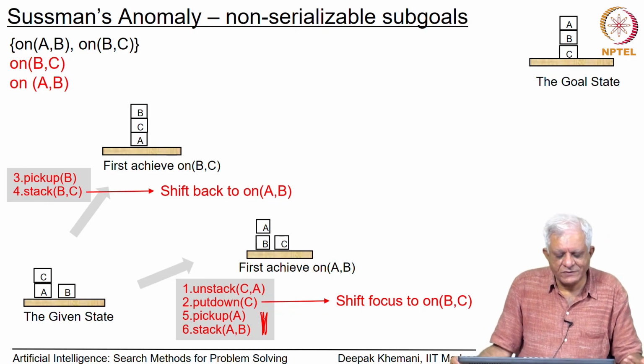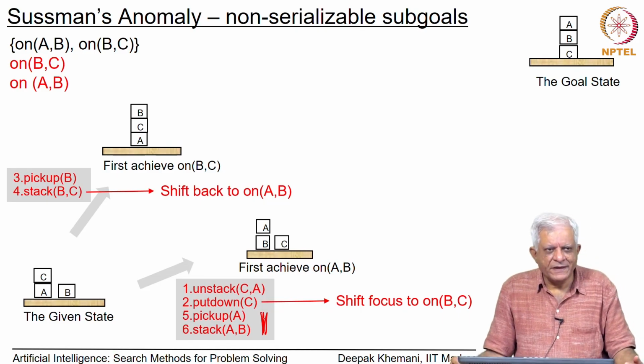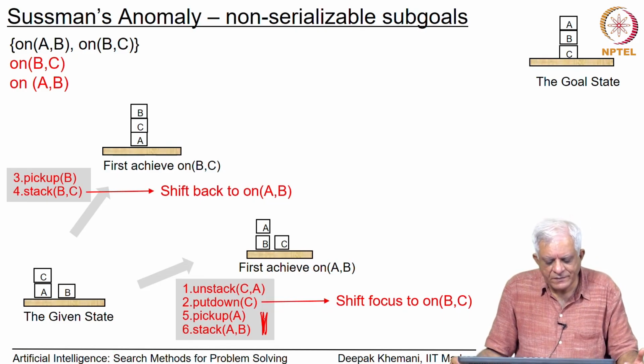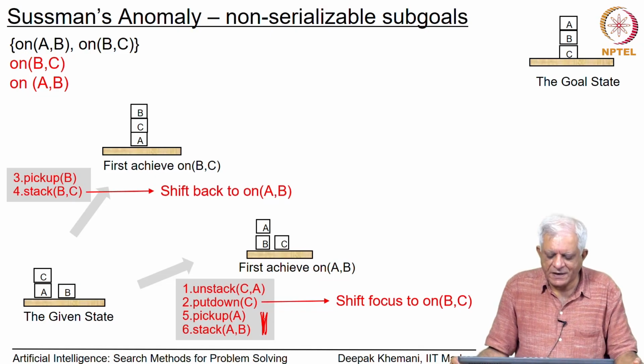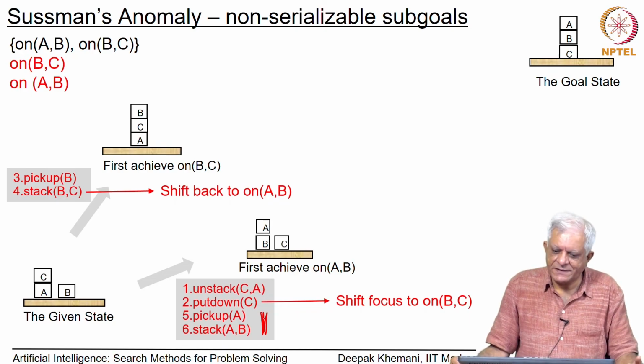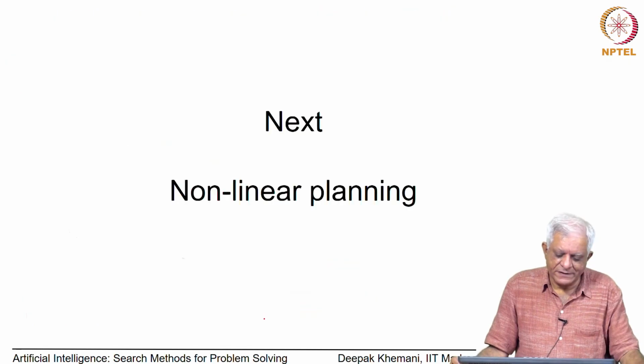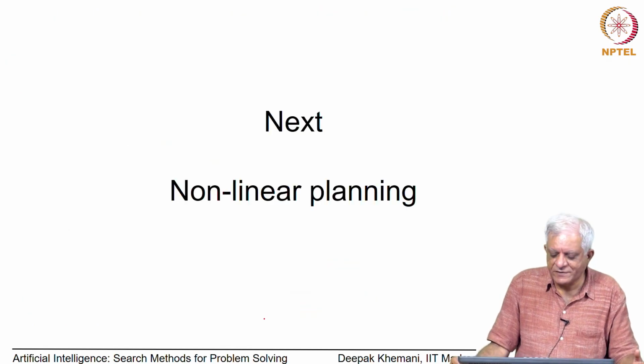Goal stack planning unfortunately will not be able to do it, and in the next session we will look at an algorithm which is part of what people call non-linear planning or partial order planning or plan space planning, and we will look at that algorithm in the next class, which will be on non-linear planning.